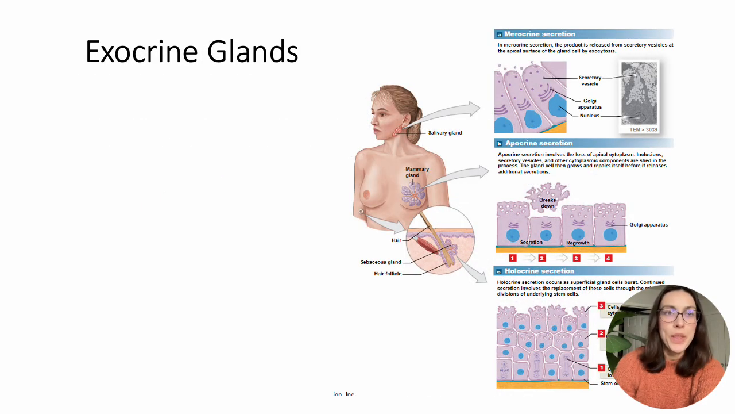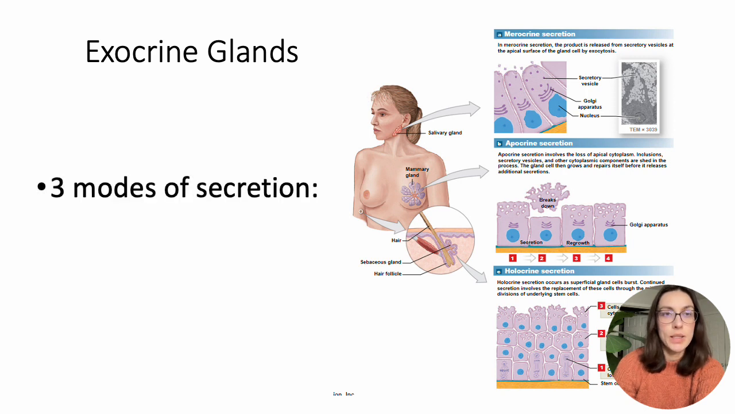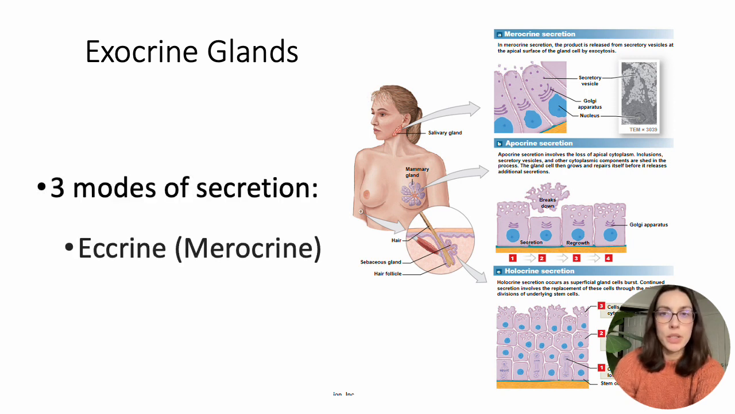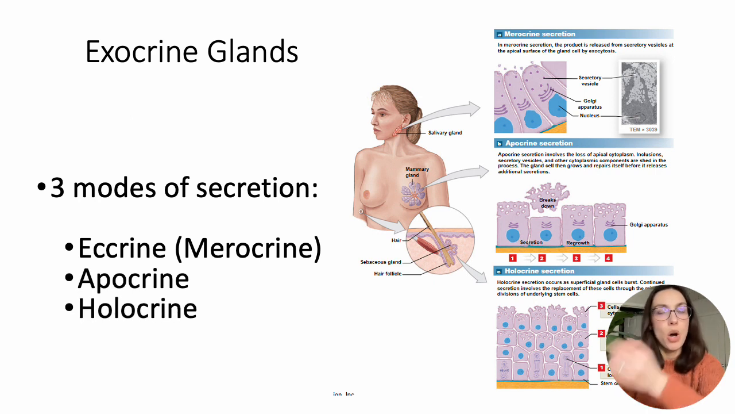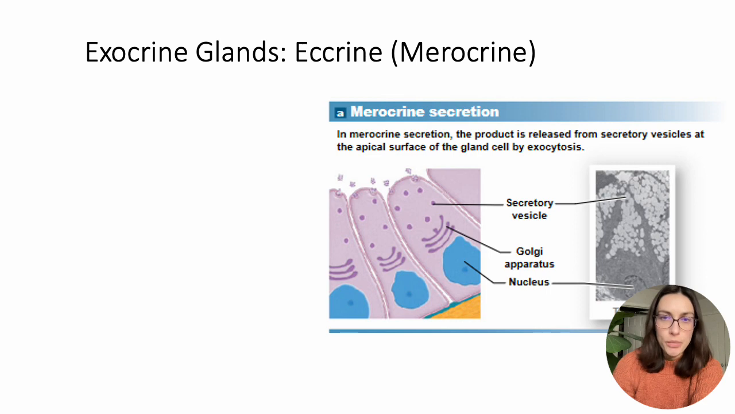All right, continuing on with exocrine glands, right? This is stuff that goes to the surface, not in the blood. Exocrine glands can release their components in 3 different ways. So there are 3 modes of secretion: eccrine, which is also called merocrine mode of secretion, apocrine mode of secretion, and holocrine mode of secretion. Now let's look at what the difference is. By far the most common type of exocrine secretion is the eccrine or merocrine secretion.